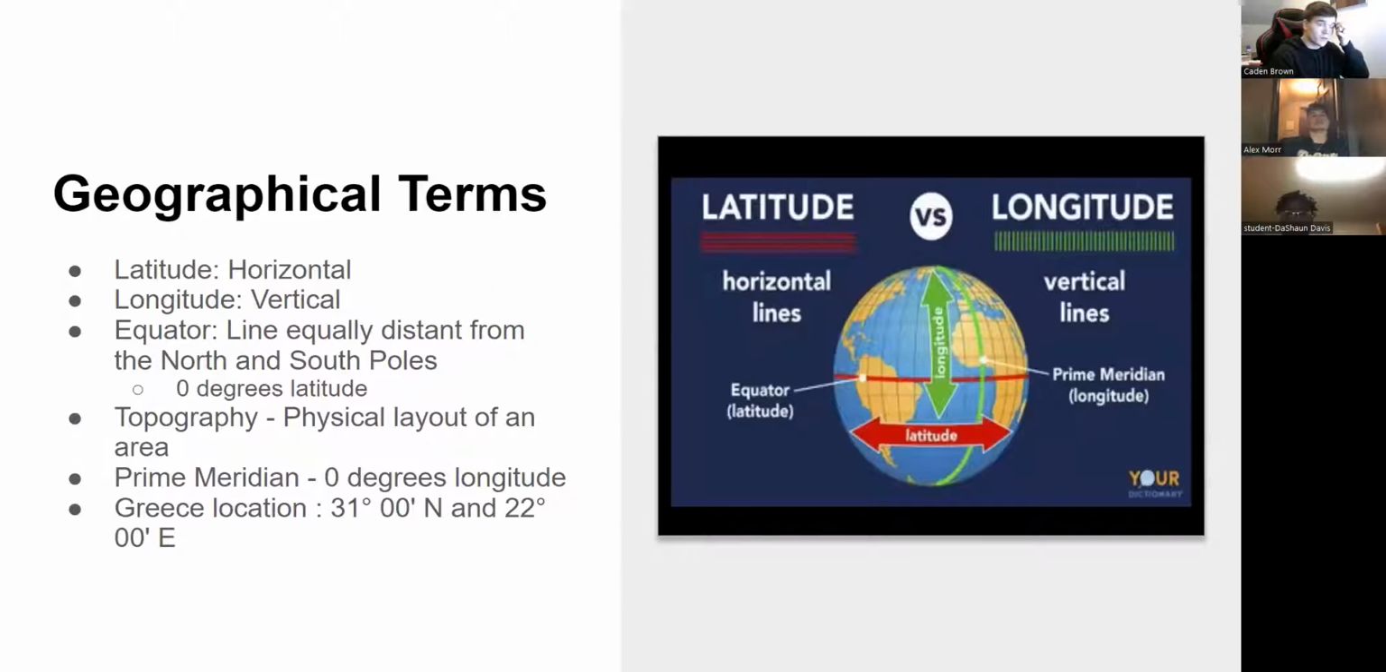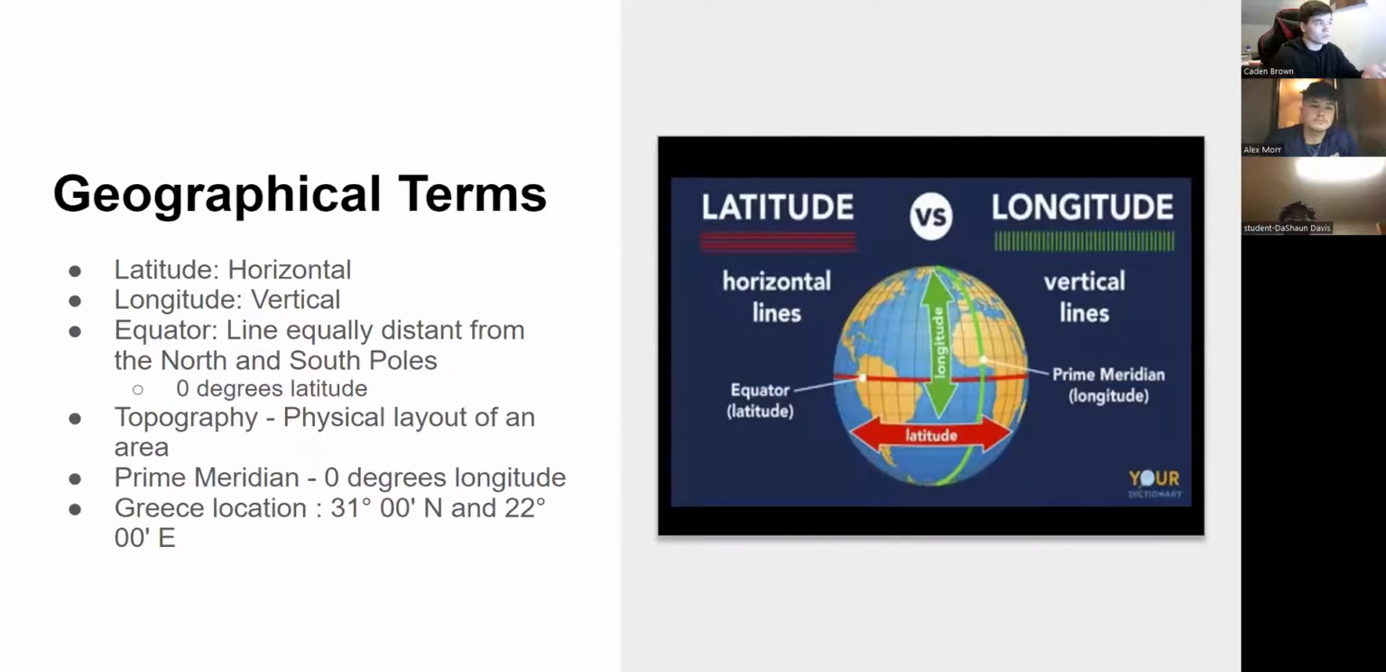So some basic geographical terms that are important with learning geography is latitude, which is your horizontal lines. It's kind of going your left to right. You have longitude as well, which is your up and down or your vertical. Your equator is the line cut right in the middle of the latitude set at 0 degrees. It's equally distant from both the North Pole and the South Pole.